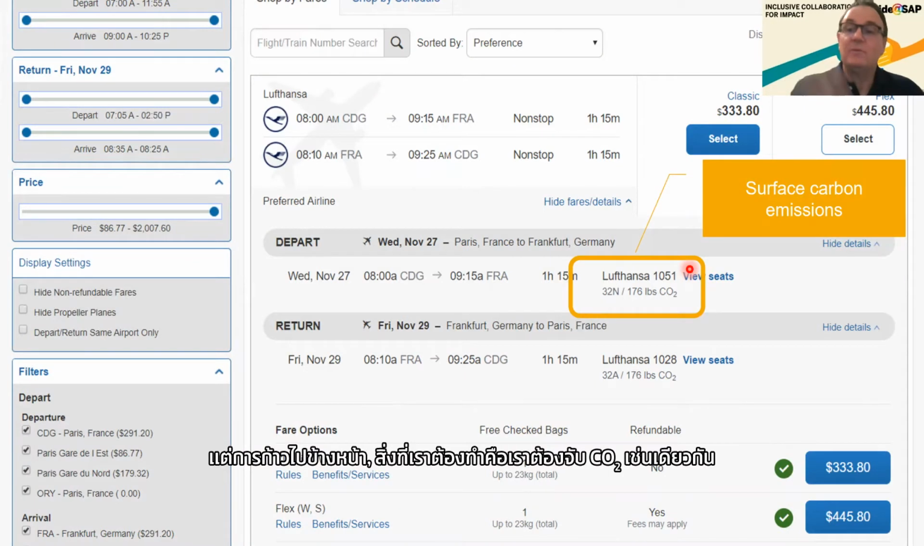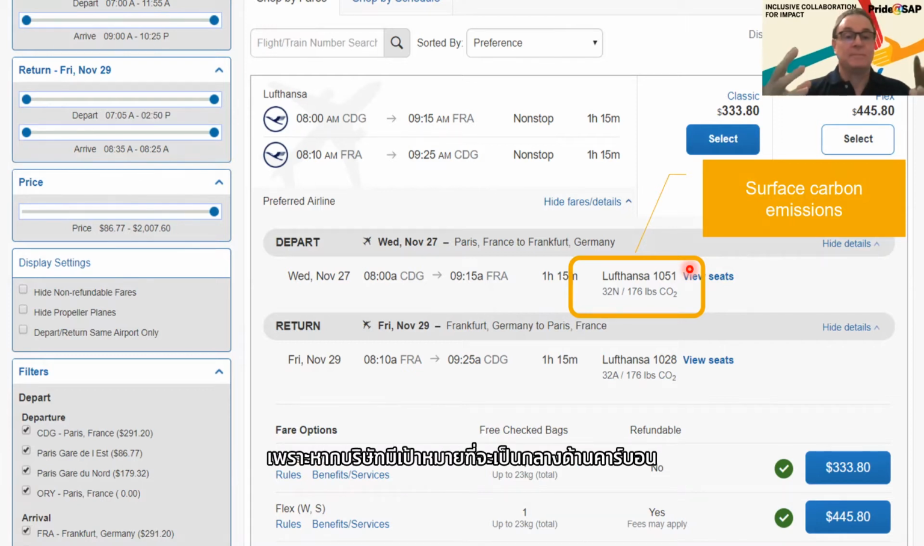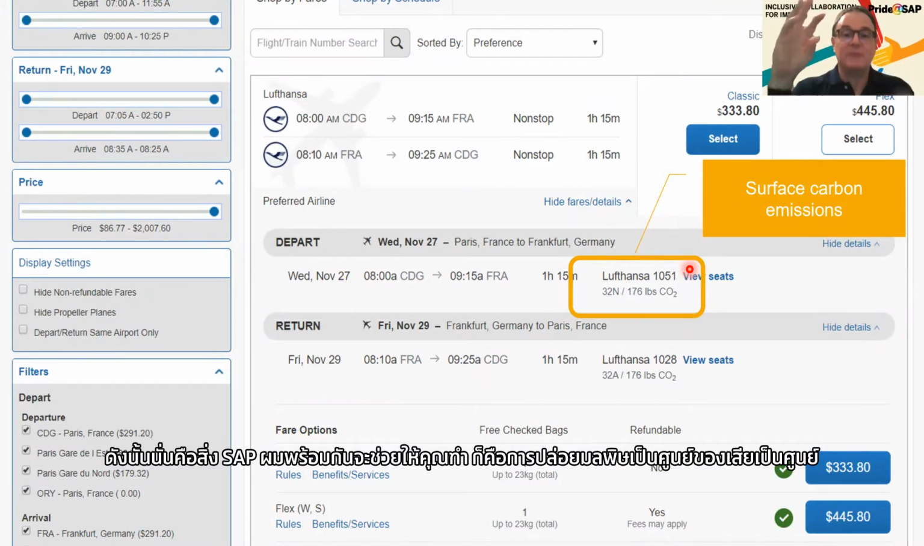But going forward, what we have to do is actually capture the CO2 equivalent of that trip. Because if a company has the goal to be carbon neutral, you need to capture at the detail level what the carbon expenditure of the employees is. Okay, so that's what Concur will help you do.